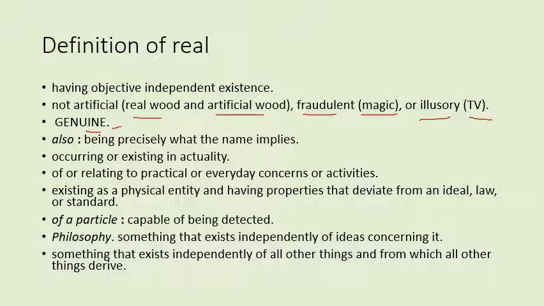Being precisely what the name implies. It tells you this is a leaf and it feels like a leaf. The color is like a leaf. The feel is like a leaf. It is what it says. Occurring or existing in actuality, it is not something that doesn't exist. There has to be something real in existence. It's not like a hallucination, where you see a person following you as in paranoia. It is actually a person behind you. That's the actuality of it.